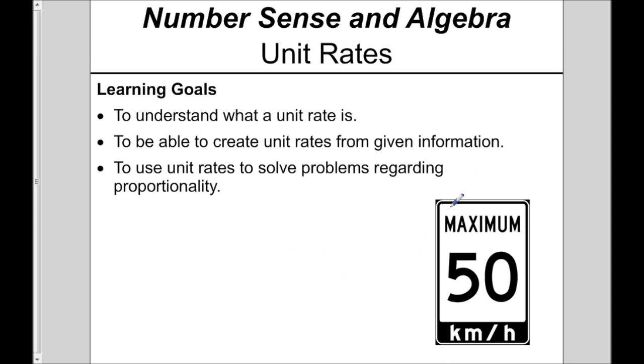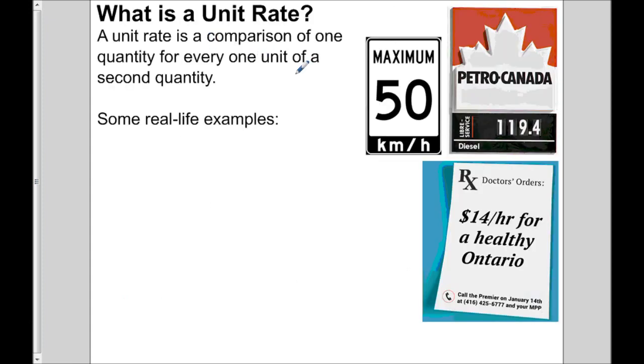So this is an example of a unit rate that you would see if you are in Ontario. Here is 50 kilometers per hour. We're going to look at other real-life examples, but first, a unit rate is a comparison of one quantity for every 1 unit of a second quantity. So again, a real-life example would be a value such as 50 kilometers per hour.